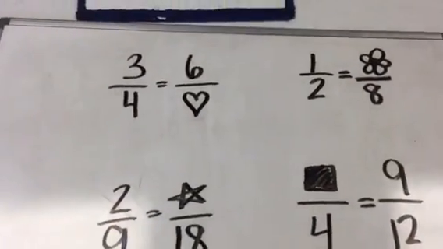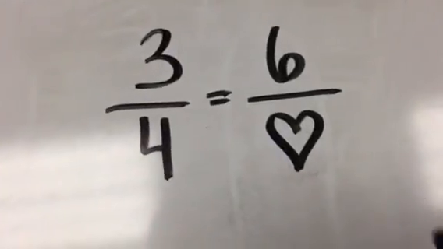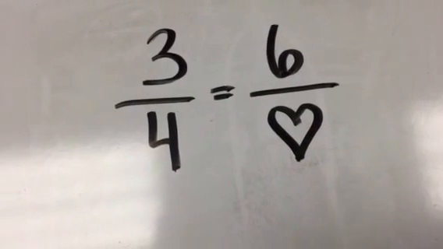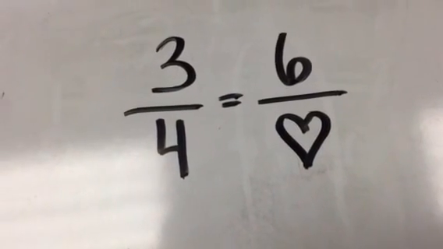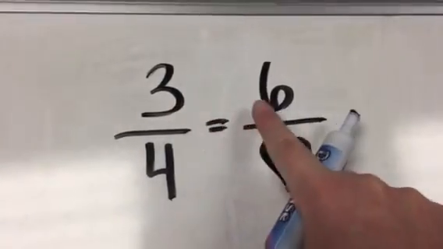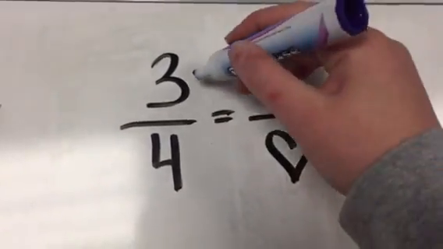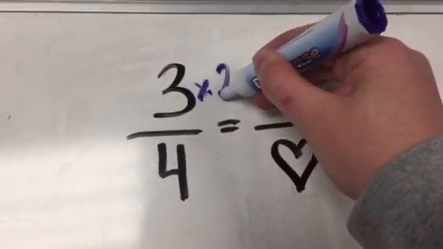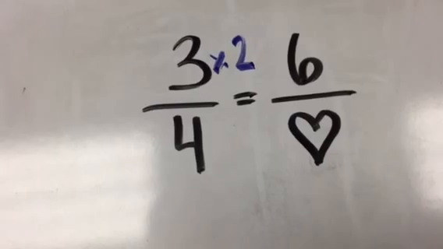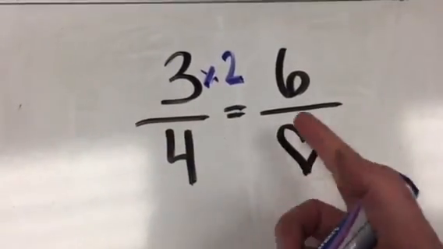So look at the first one. I've got 3/4 equal to 6 over a heart. I've got to figure out what the heart is. First thing I want to do is think. How can I get from 3 to 6? I can get from 3 to 6 by multiplying by 2, because 3 times 2 is 6. Okay? 3, 6, 3 times 2.